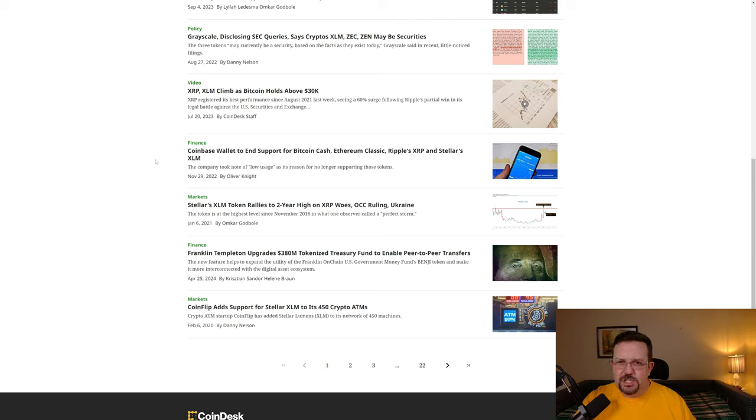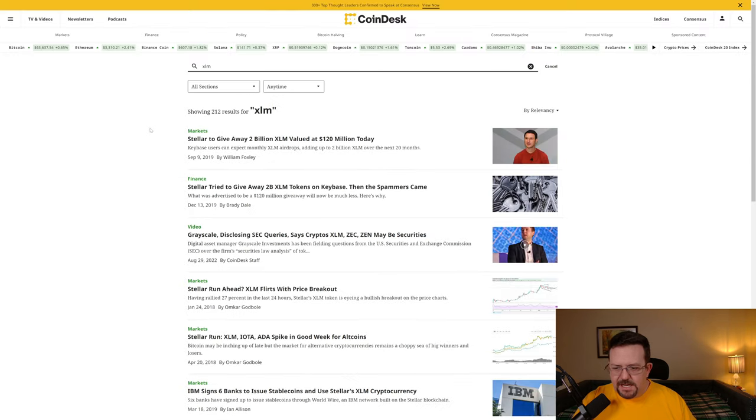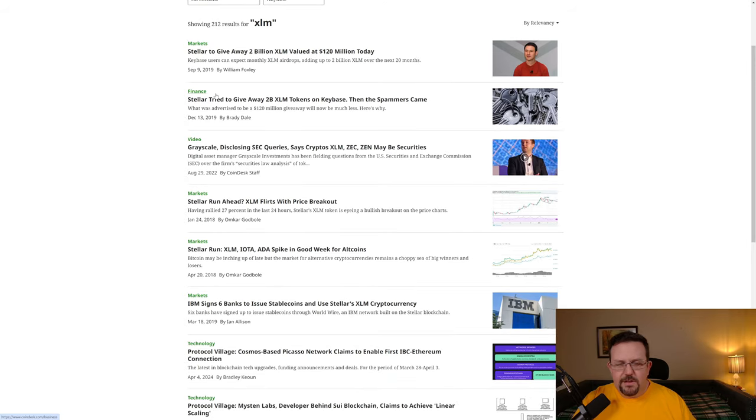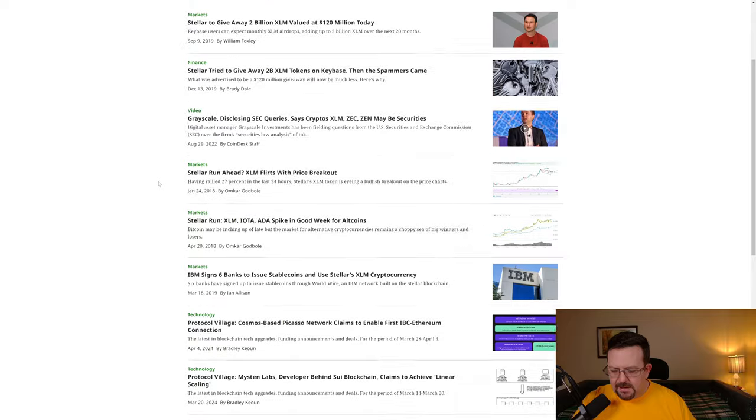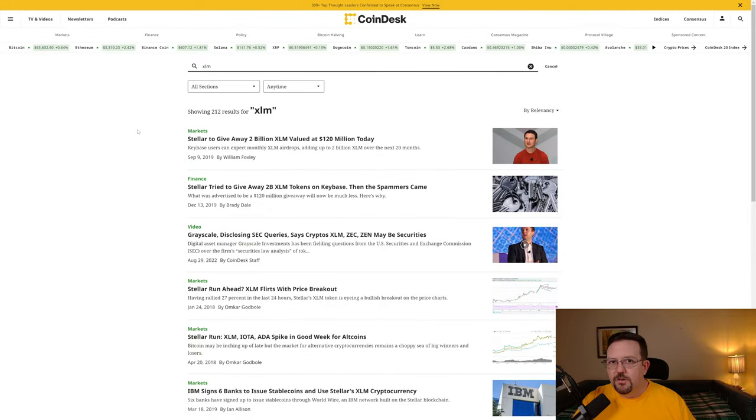I really think that they should have come up with something that wasn't so ridiculously generic and so easily lost in search results as a result of that very problem. But, you know, again, we go down to the second page and there's articles talking about Stellar Lumens, which is XLM. So there's definitely more coverage of other cryptos on Coindesk than there are of Internet Computer. So that certainly seems to be true.